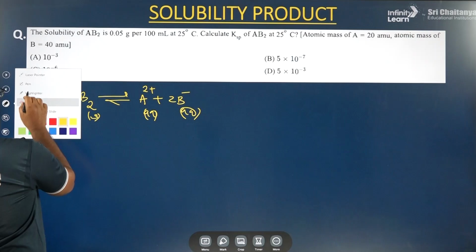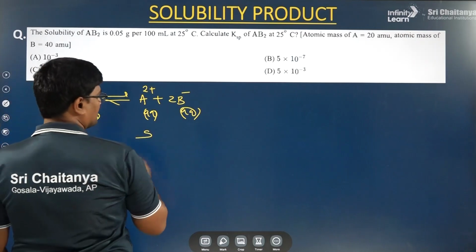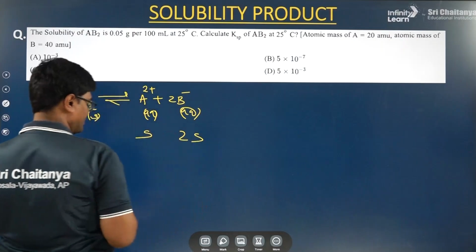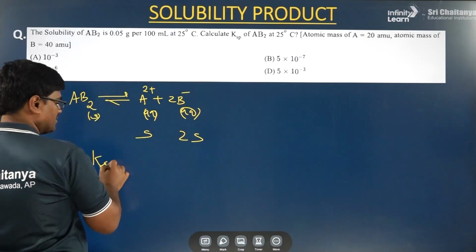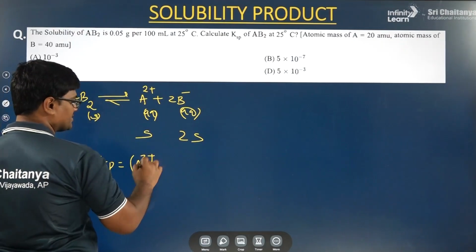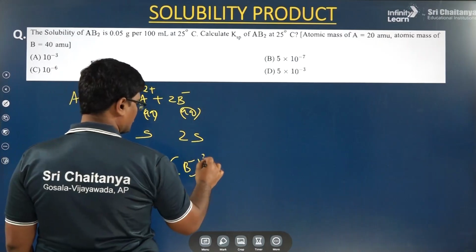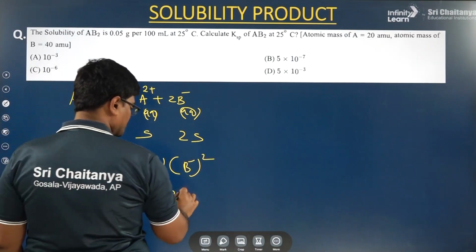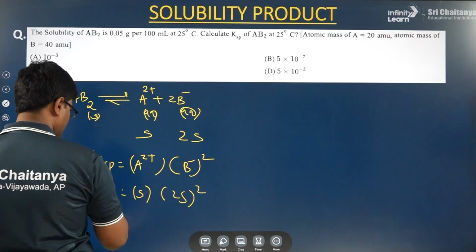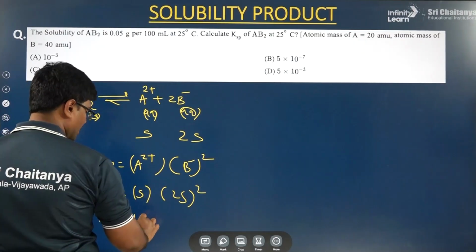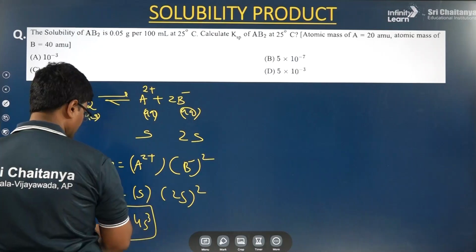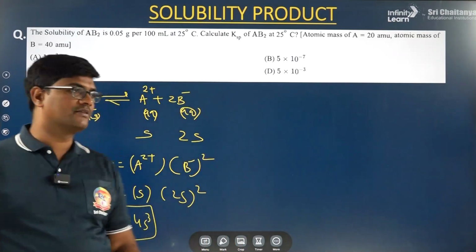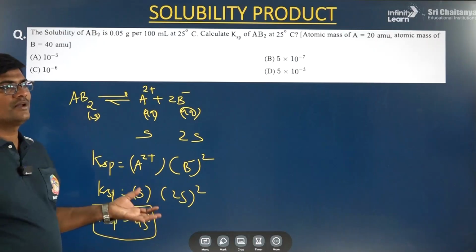If the solubility of the salt is S, then S molar A2+ is there and 2S molar B- is there. The KSP expression is [A2+] into [B-] squared. So KSP is S into 2S whole squared, which is equal to 4S cube, in mole per liter cubed, or molar cubed. So KSP is equal to 4S cube.